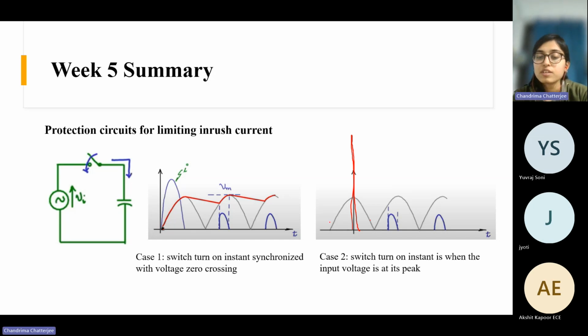So these two cases are shown here: when you start from this point and when you start at this peak point. Okay. So this current will be much higher than this current. This will also be a peaky current, but this current will be much higher than this one. Okay.